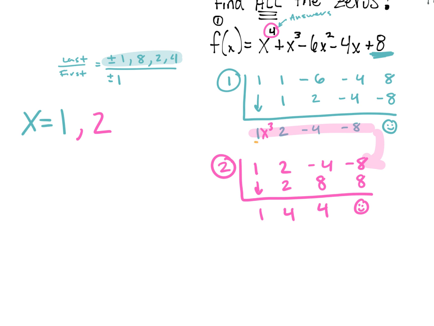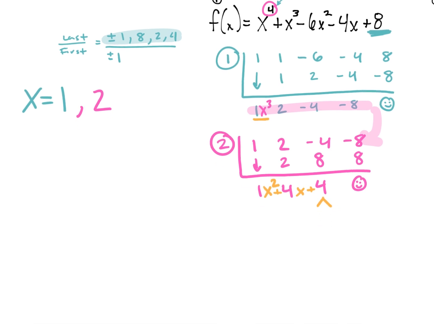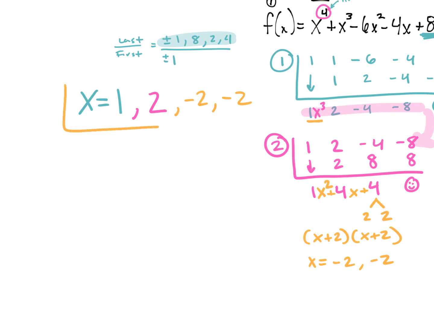Now here we started with x to the third power, so our answer is going to be 1 less, so it's going to be x to the second power, plus 4x plus 4. Once you get down to x squared, you can factor it. What are 2 factors of 4 that add to 4? 2 and 2. So we have x plus 2 and x plus 2. So what would x equal? Negative 2 and negative 2. So I'm going to add those to my list. These are our 4 solutions.